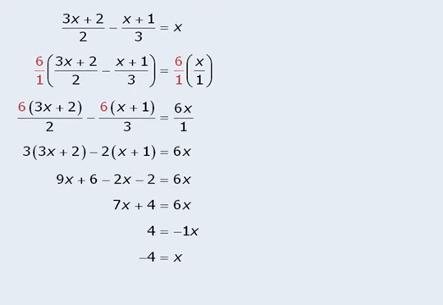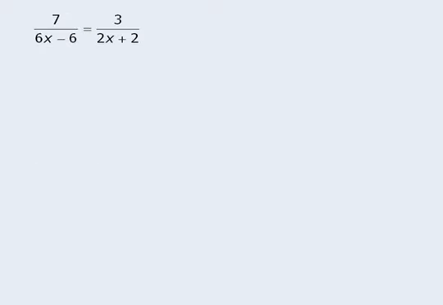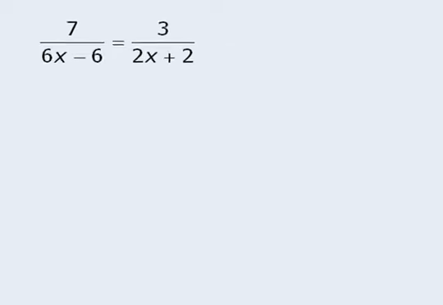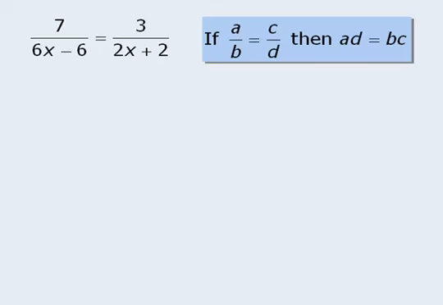Okay, let's examine one last question. For this question, it seems difficult to use the technique of multiplying both sides of the equation by the least common multiple of the denominators, since it's hard to tell what is the least common multiple of 6x minus 6 and 2x plus 2. Now, whenever we have two rational expressions set equal to each other, we can use the following extension of the least common multiple rule. It says, if a over b is equal to c over d, then it must be true that a times d is equal to b times c.